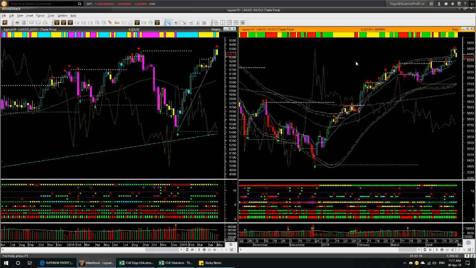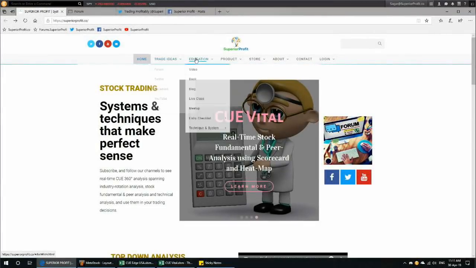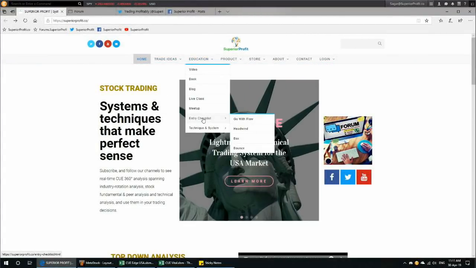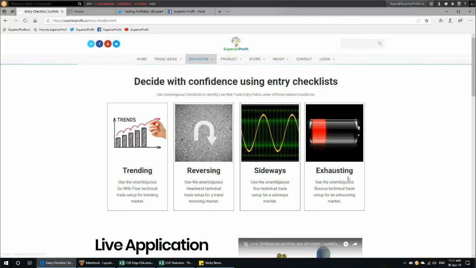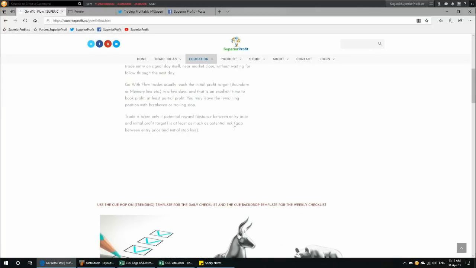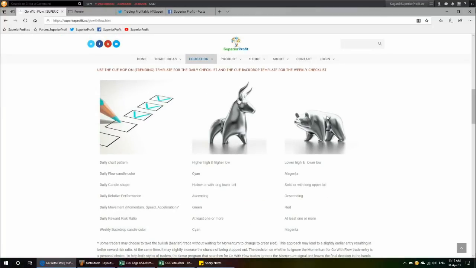How do we know if there is a trade entry opportunity? We have defined checklists. Those are available from the education checklist menu. We have checklists for 4 different trade setups: one for trending market, one for reversing market, one for sideways, one for exhausting. If you click on any of them, it will open up a checklist. And the checklist has 2 columns, one for a bullish trade, and one for a bearish trade.